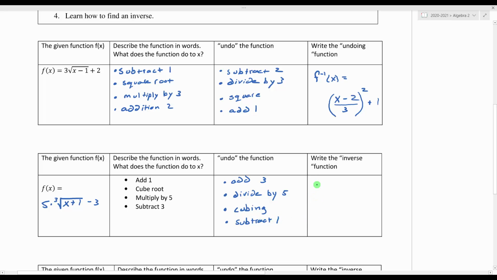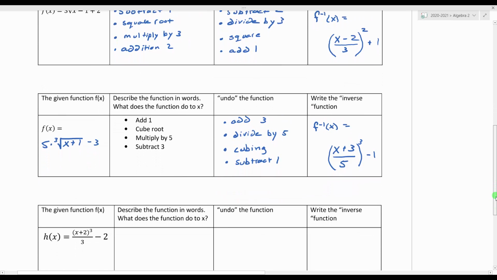Okay, and then I'm going to name my function, right? So remember, using correct mathematical notation, we would use f with the negative 1. The negative 1 indicates that this is an inverse that I'm about to write, and then I have the name of my function. F is the name of my function, the negative 1 indicates that it's an inverse of f, and x is the input. So here we go. Here's my input. I'm going to add 3. I'm going to divide by 5. I'm going to cube it. And then I'm going to subtract 1. There we go. There's my inverse function. This will undo this.